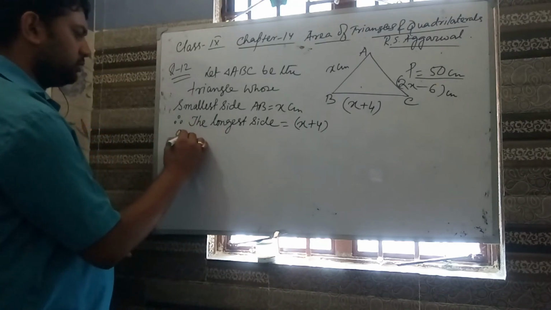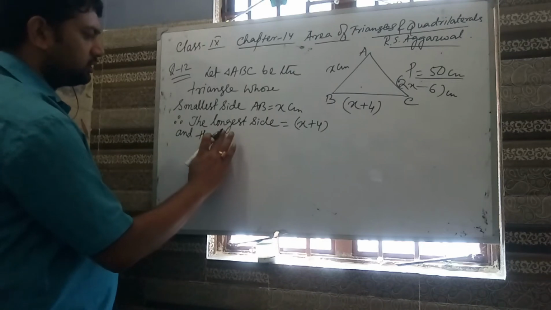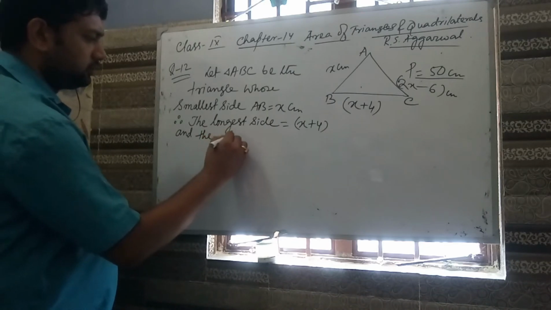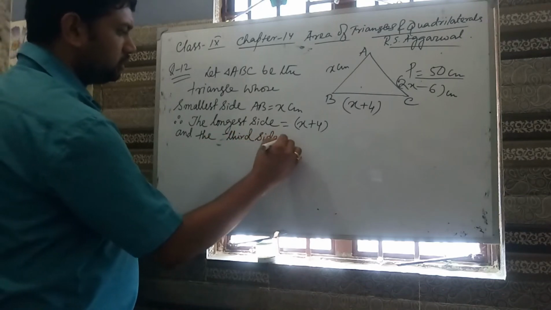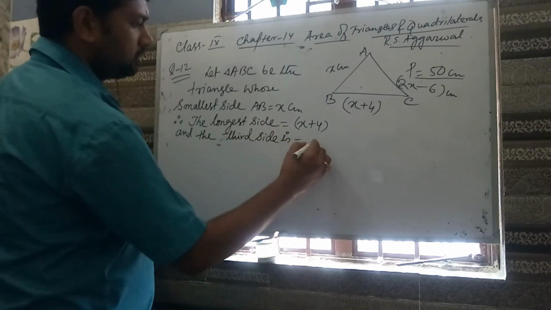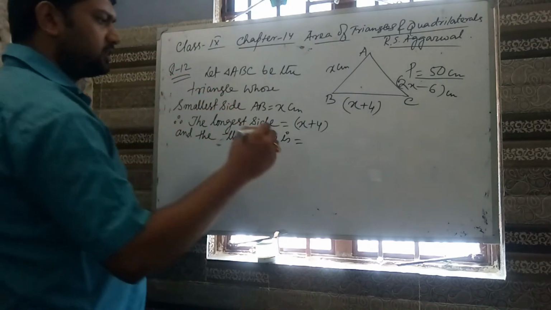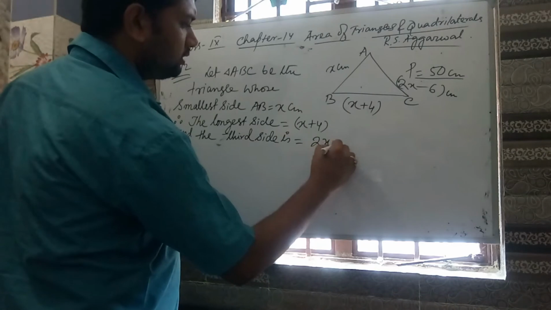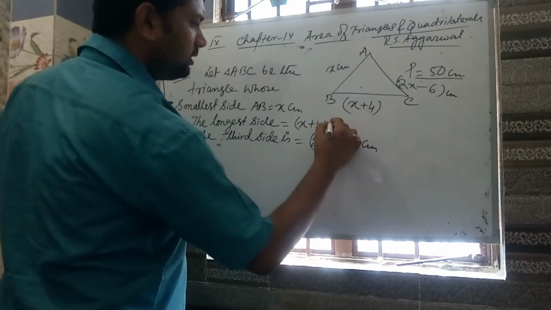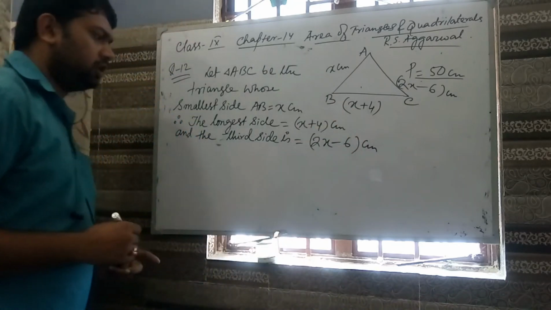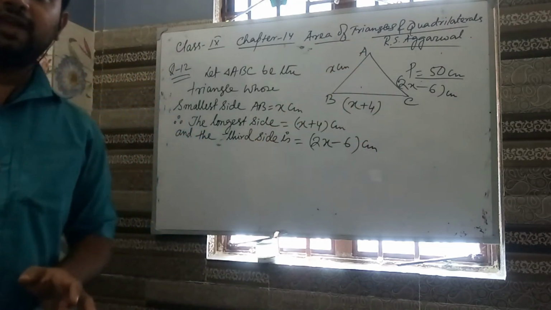and the third side is 6 less than twice the smallest side. So twice means 2x, 6 less means minus 6. This much centimeter, here also centimeter. So now you know the sides of the triangle in terms of x.